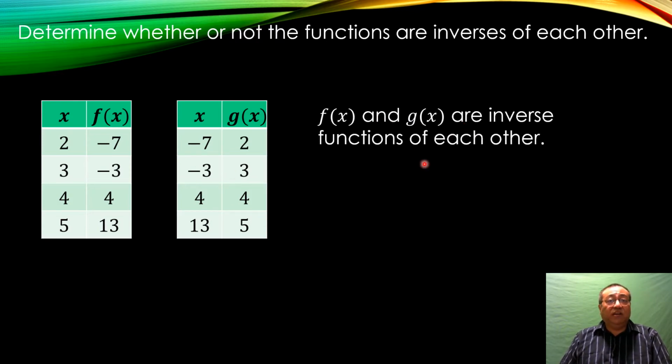So f and g are inverse functions of each other, right? Because the x values and the y values match, no matter if I call it f of x or g of x, the second column are the y values.